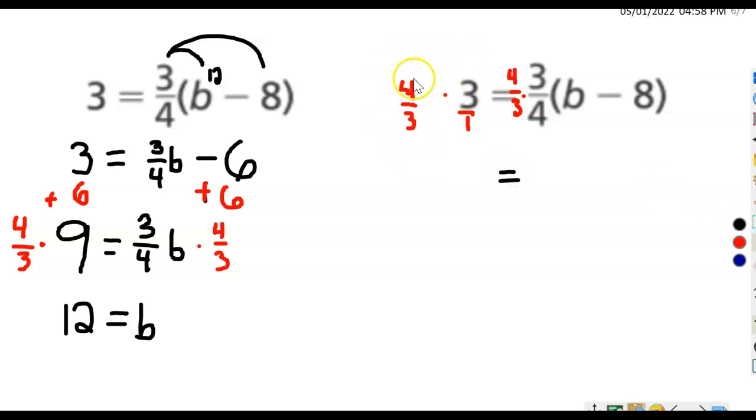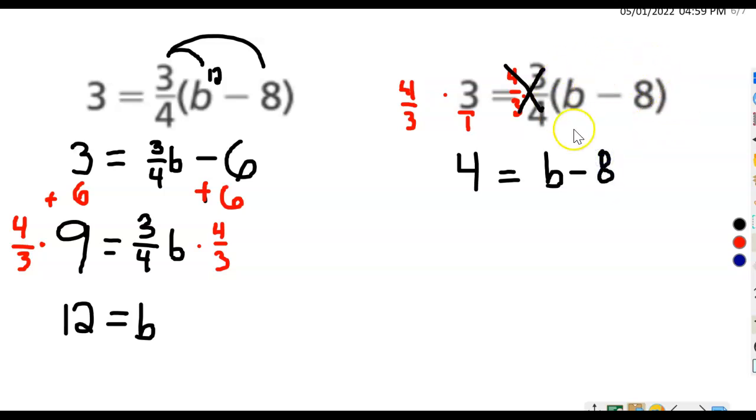So on the left side, 4/3 times 3 over 1 is 4. On the right side, these cancel out. 4/3, 3/4, that's 1. They make 1. And we have b minus 8. We got rid of the factor of multiplying by 3/4. And we have b minus 8 is the answer.